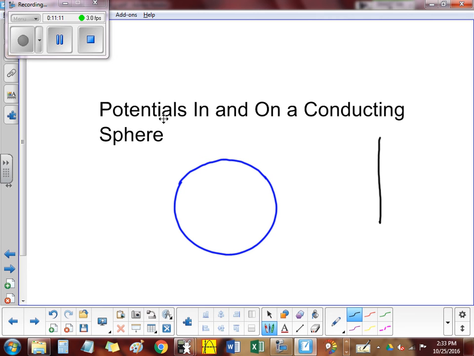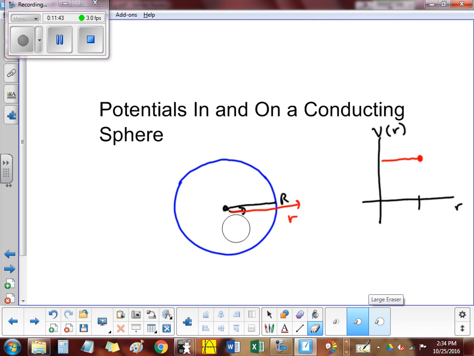If you tried to plot the voltage starting at the center and going outwards, so let's call that distance r, you will eventually hit r equals R. You'll eventually reach the edge of the sphere. But the voltage function would be totally constant the whole time until you hit the surface. As soon as you hit the surface, once your r exceeds R, the charged sphere looks like a point charge from that point on.